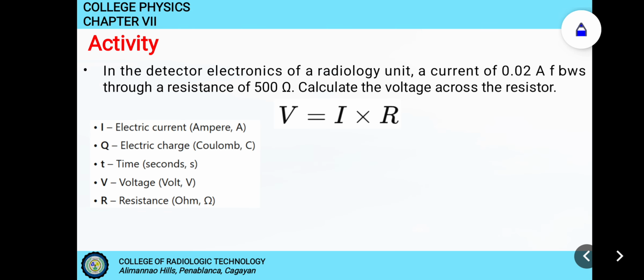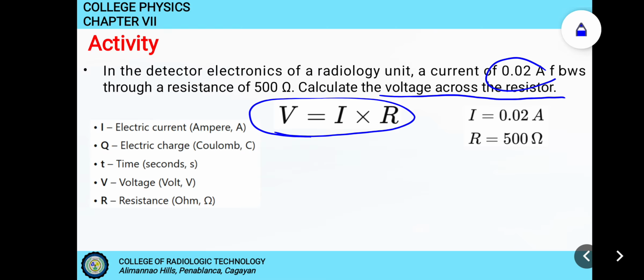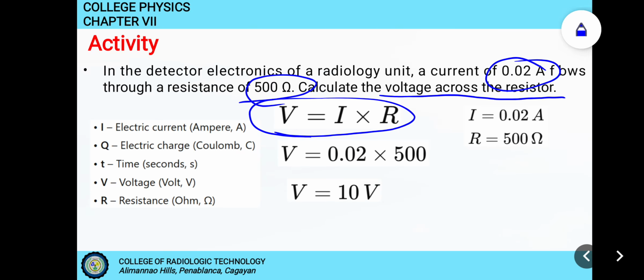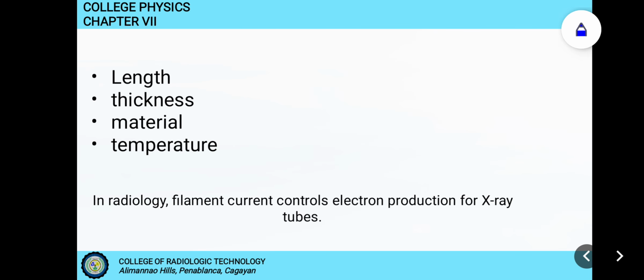Now, another activity. In the detector electronics of a radiology unit, a current of 0.02 ampere flows through a resistance of 500 ohms. Calculate the voltage across the resistor. Since this is the general formula, we just substitute: our I, or current, is 0.02 ampere, and our resistance is 500 ohms. If we multiply them, that gives us 10 volts. So the voltage across the resistor is 10 volts.